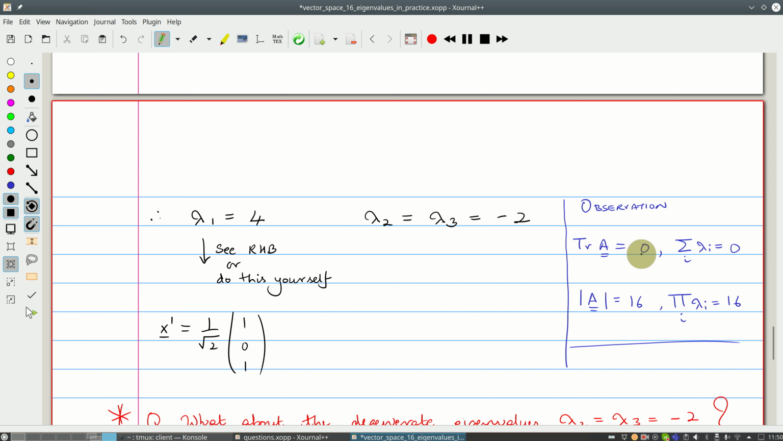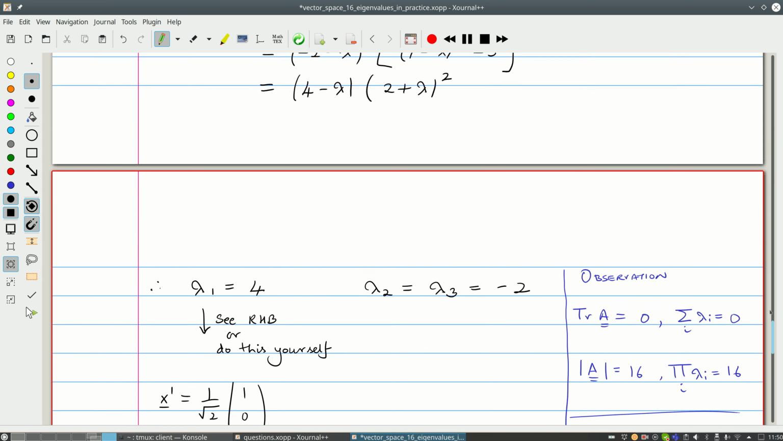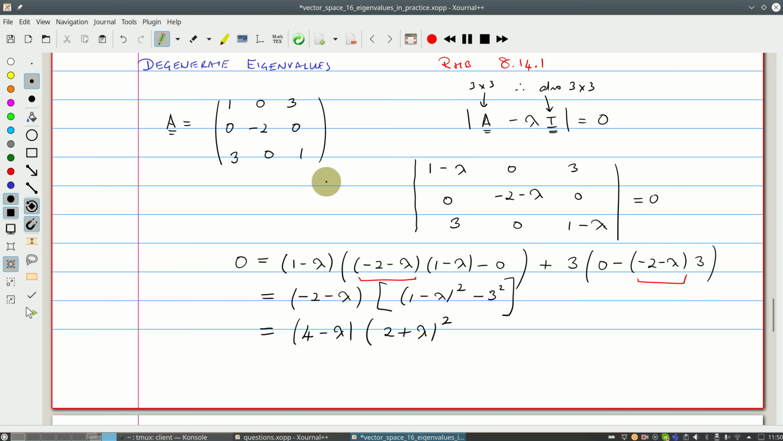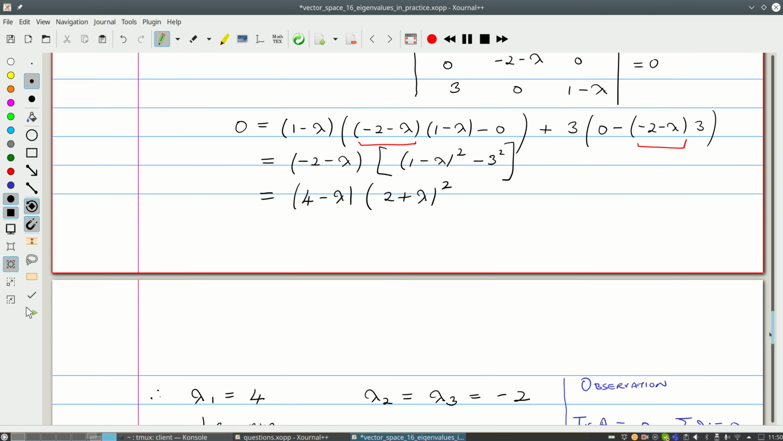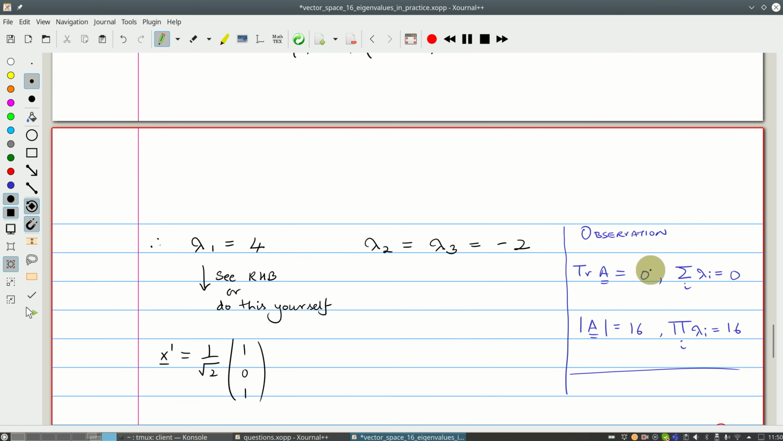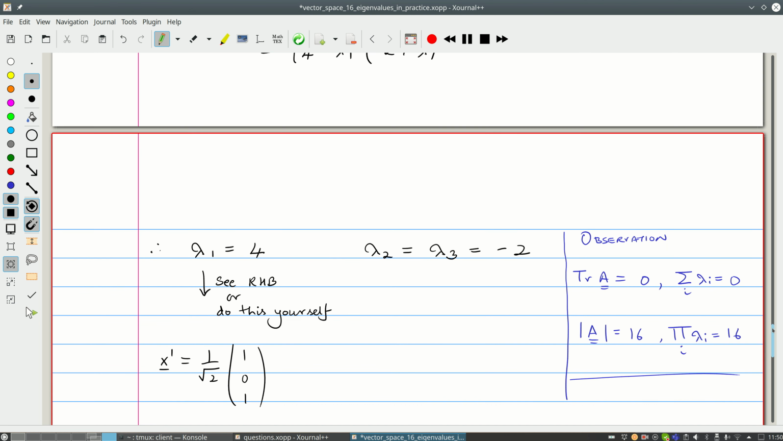Now before we go on, let's have our observations once more. The trace of A is 0. That's A. The trace of A is 0. And if you sum up the lambda i's, you get 0. The determinant of A is 16. Please check it. And if you take the product of the lambda i's, you get 16. This is looking interesting now, and we'll see that in fact this is generally the case. But for that proof, we've got to wait for the next recordings.